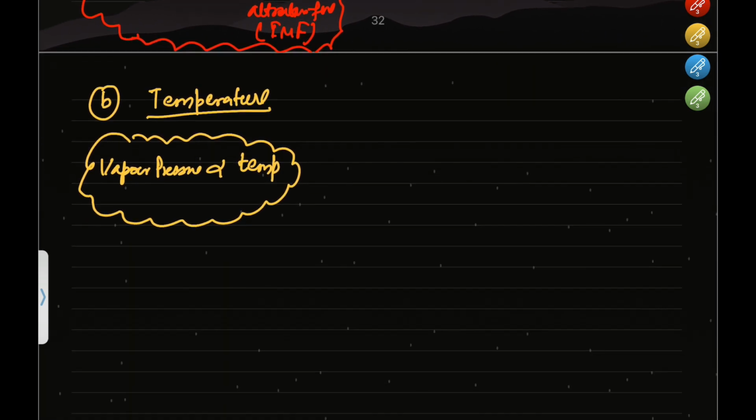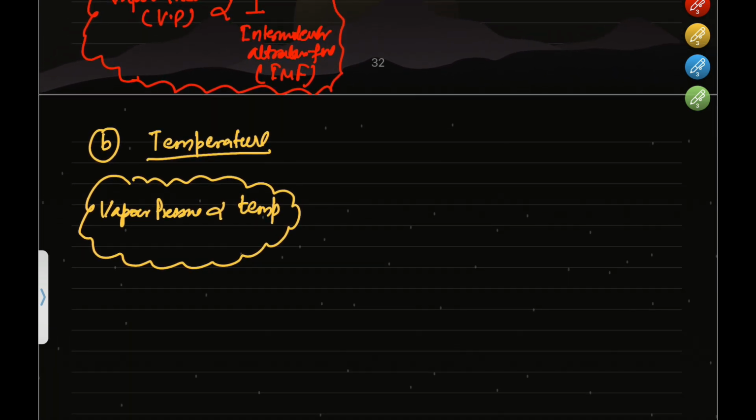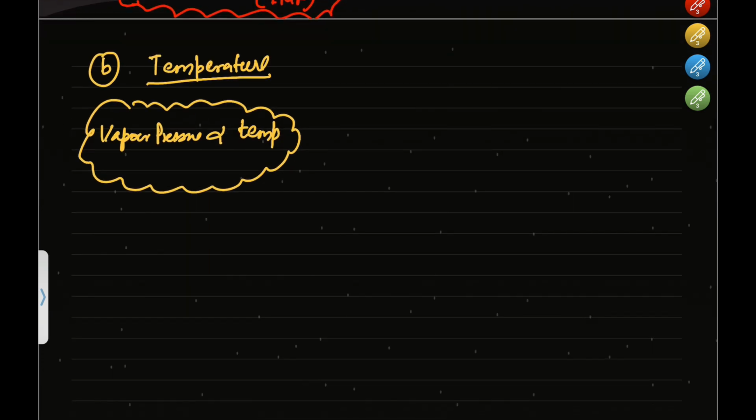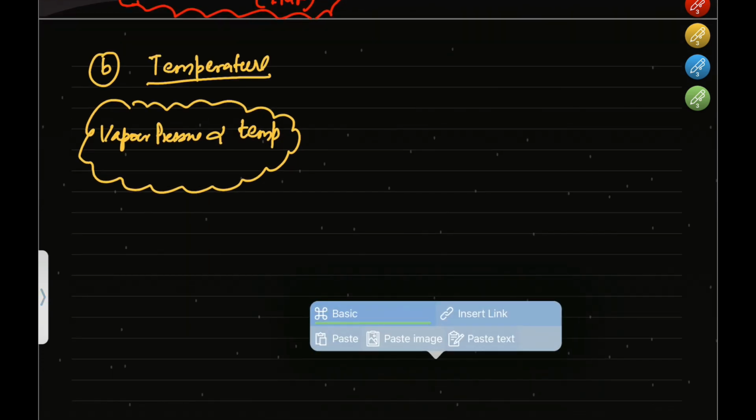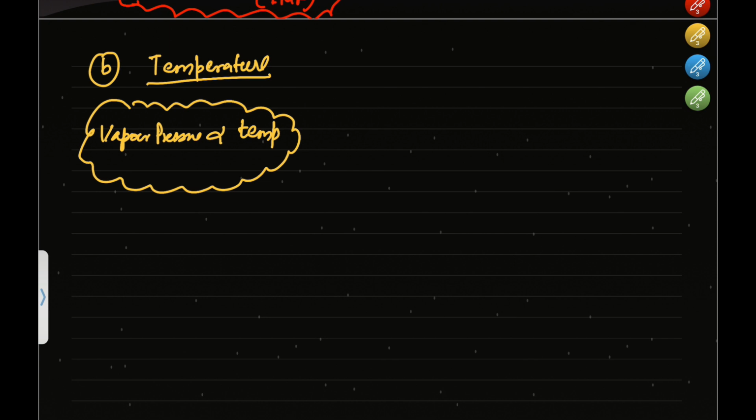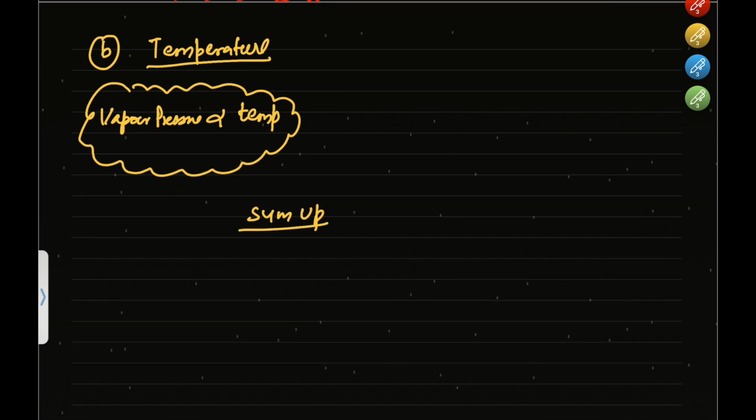Okay, so overall summary, sum up करते हैं हम. Sum up ये है कि vapor pressure is inversely proportional to the intermolecular force and directly proportional to temperature.